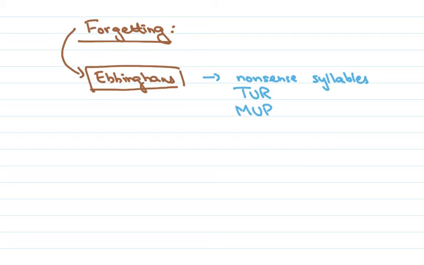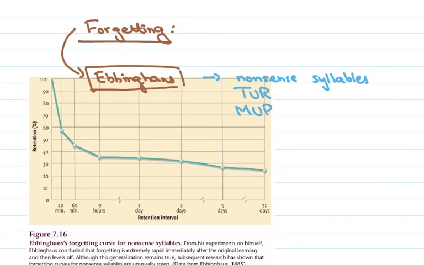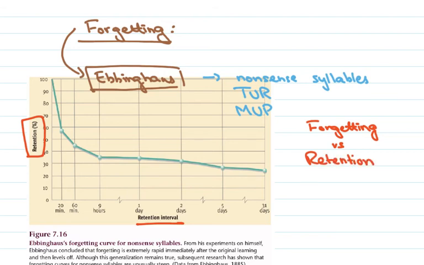Let me show you what that looks like. So what we have here is time on the x-axis. On the y-axis, we're looking at retention, so how much material is retained or held in memory. So we can study forgetting or we can study the opposite, which is retention. So what we see here is a lot of material.